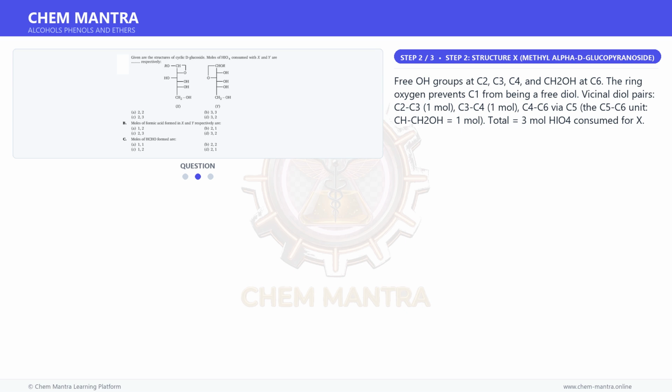Vicinal diol pairs: C2-C3, 1 mole; C3-C4, 1 mole; C4-C6 via C5, the C5-C6 unit, CH-CH2OH, equal to 1 mole. Total is equal to 3 moles HIO4 consumed for X.